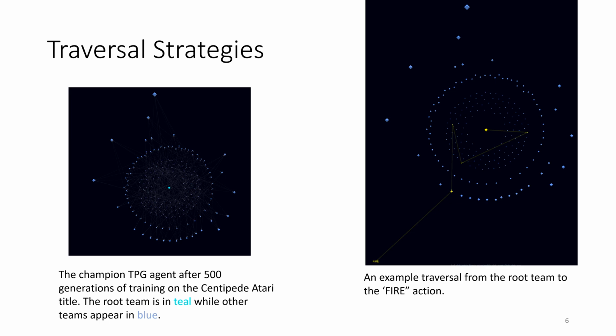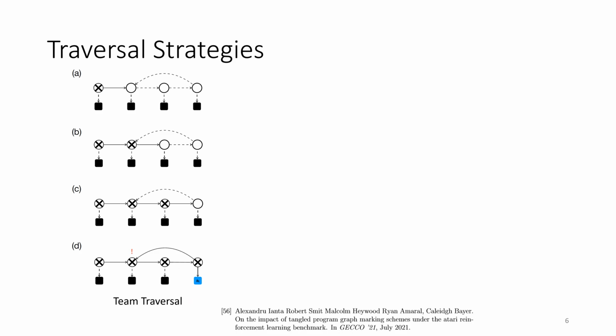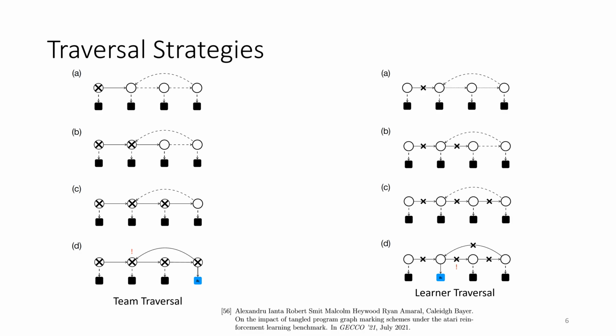In previous work, we used something called a team traversal strategy. With this strategy, we ensure that we never revisit the same team twice. In this work, we explore an alternative traversal strategy wherein we never revisit the same learner twice. Because both of these traversal strategies involve marking either teams or learners as already visited, they can also be referred to as marking schemes.